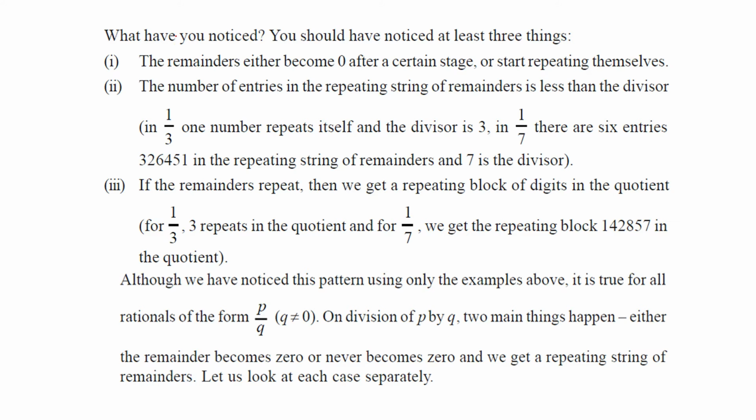So what you have noticed, as I just said, you have to consider very attentively the remainder. The remainder either becomes 0 as in 0.875, or it starts repeating itself. So the number of entries in the repeating string of remainders is less than the divisor. In 1 by 3, the remainder repeats itself and the divisor is 3. In 1 by 7 there are 6 entries, 3 2 6 4 5 1 in the repeating string of remainders, and 7 is the divisor.